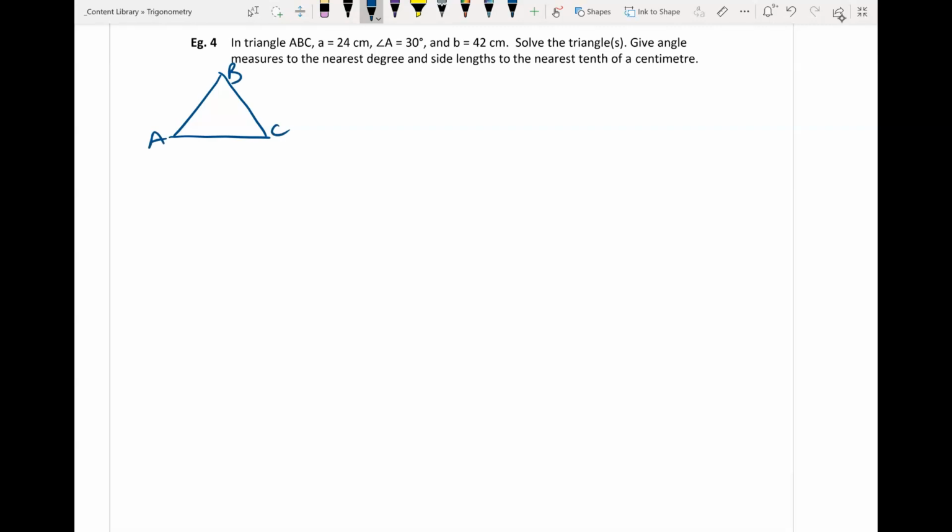So we have side A, it's 24 centimeters. Angle A is 30 degrees. And side B is 42 centimeters. So you want to solve for this triangle and see if there is possibly a second triangle afterwards. Well, with the information that we're given, we have angle A and side A, and we have side B, which means I can find angle B.